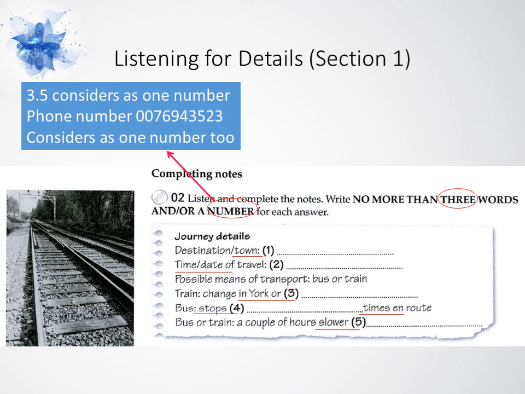So this is really logical, because previously it mentions 2 places to stop. So number 4 should probably be 2 times, stops 2 times on road, which means during the travel. Then a couple of hours slower than what? Yeah, so here it might be a name of one more type of transport. So you underline keywords, you think of synonyms, and you predict.